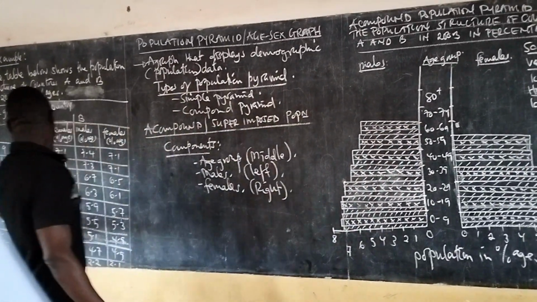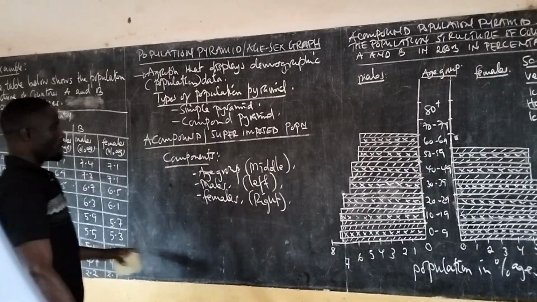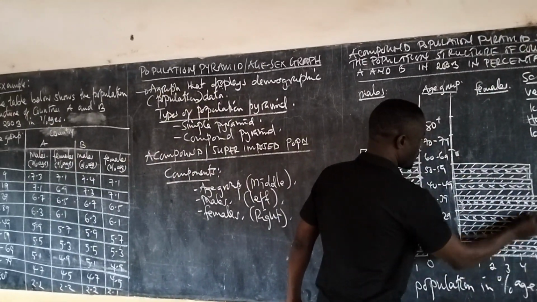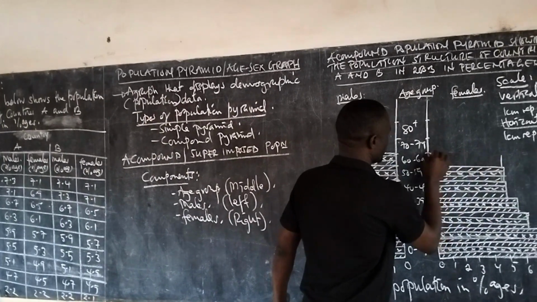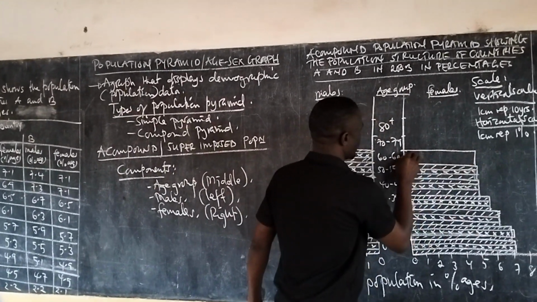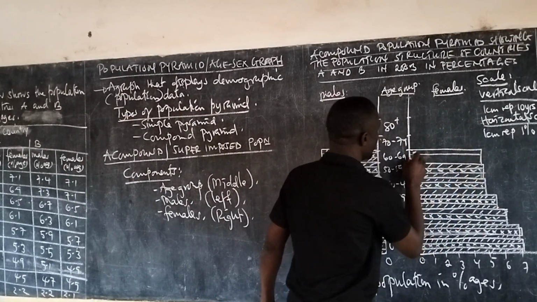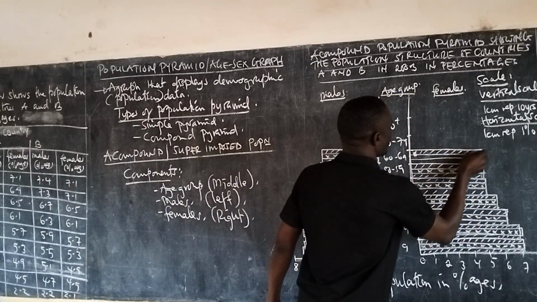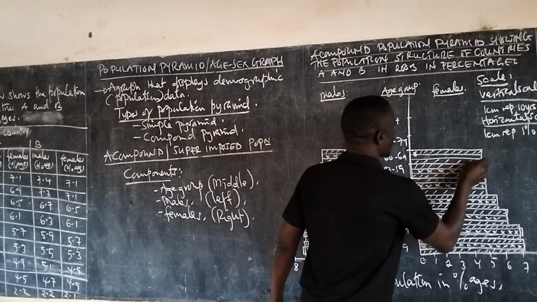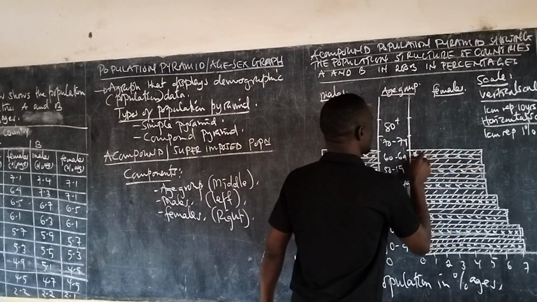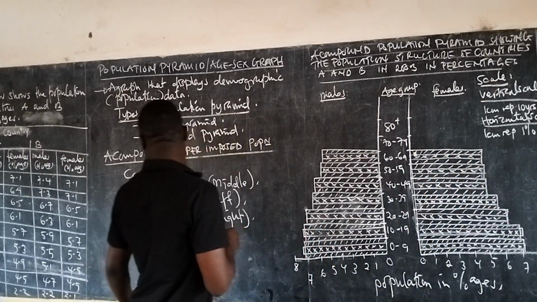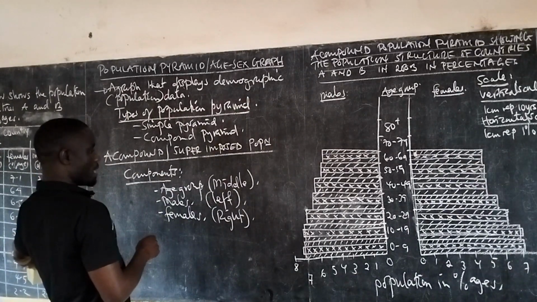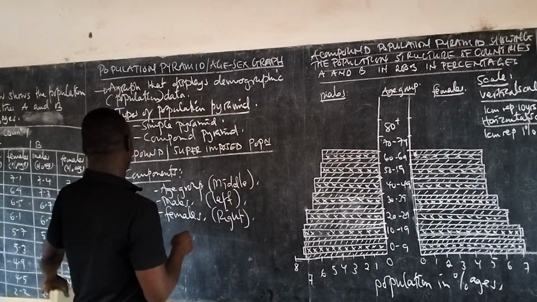Okay. We have the females 4.9, country A 4.9, and 4.9 can be around here. I hope you are seeing that the pyramidal nature of the graph is coming out. When we come to 60 to 69, we have finished that one.